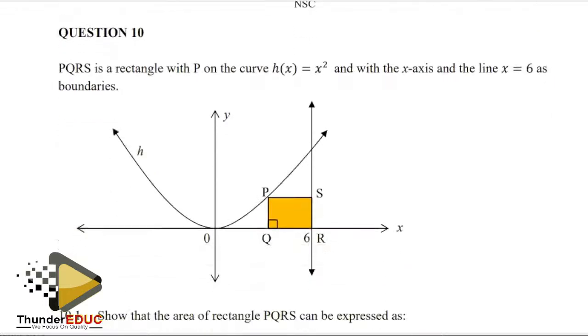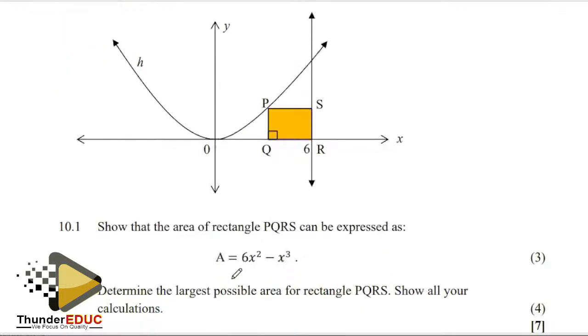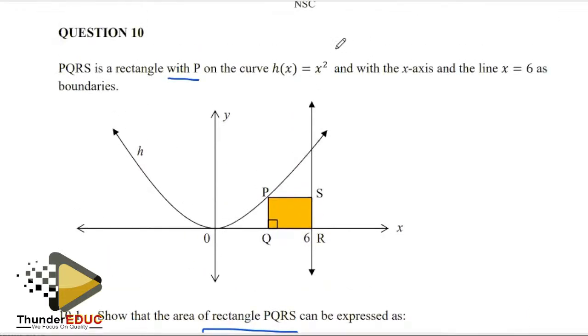Then you have question 10. PQRS is a rectangle with P on the curve h of x equals x squared, and all of that. x is 6 with boundaries. Can we show that the area of PQRS can be expressed as that? So in this case, they'll give us a formula, which we shall move towards. So this is what they are looking at. Now, what did they give us? They gave us the equation of h as x squared.